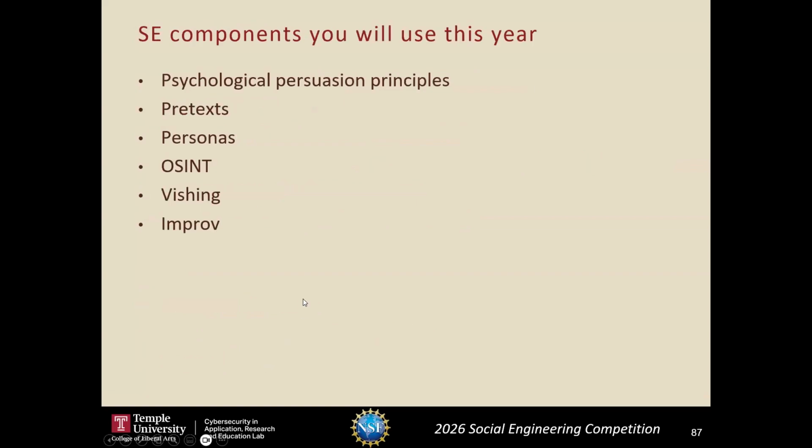Out of everything that we talked about today, we chose the topics based on what you're going to need, obviously. So you will need to demonstrate the use of psychological persuasion principles, pretext and personas, open source intelligence, vishing, and improv. If you notice, what we do not have this year is phishing. So we did not bring that in for this year. Okay, so that's something a little bit different.